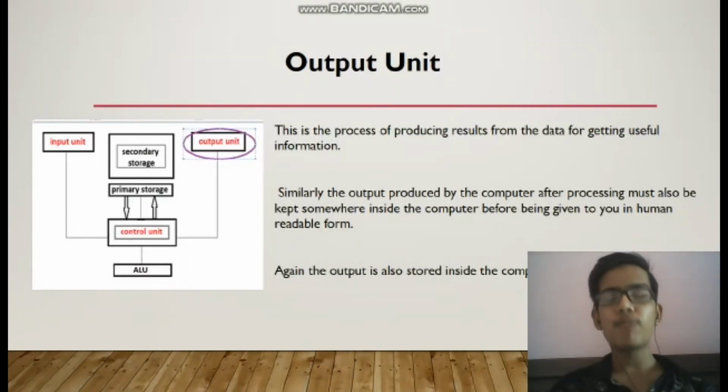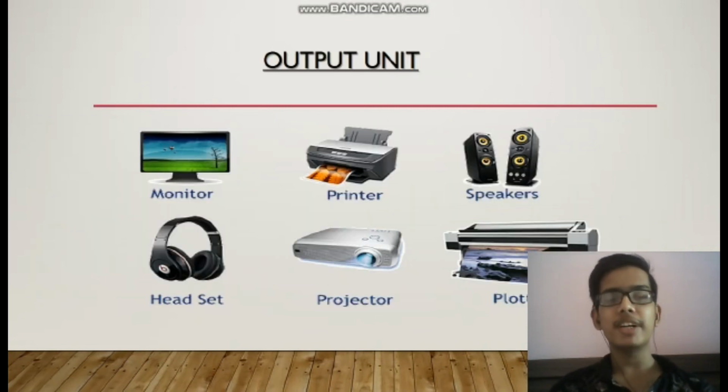Now the next topic of the block diagram is the output unit. Whenever the user enters data, it generates the resulting output, and that is done by the output unit. This is the process of producing results from the data to get useful information. Similarly, the output produced by the computer after processing must also be kept somewhere inside the computer before being given to you in human readable form. Again, the output is also stored inside the computer for further processing. The output unit converts computer readable form to human readable form. So this is the output unit device. So in this way we have learned about the block diagram.